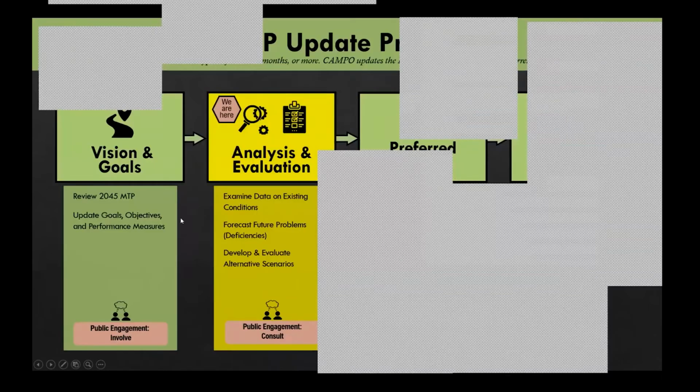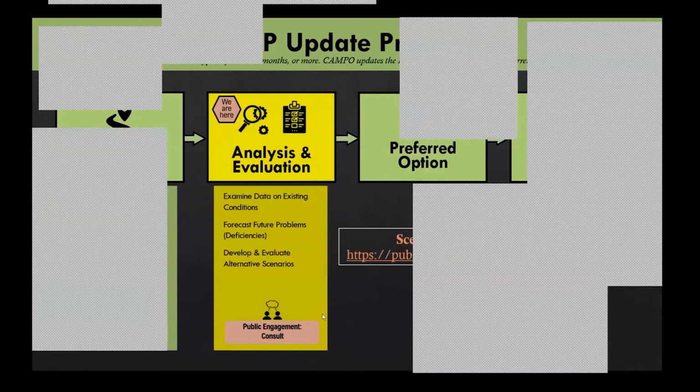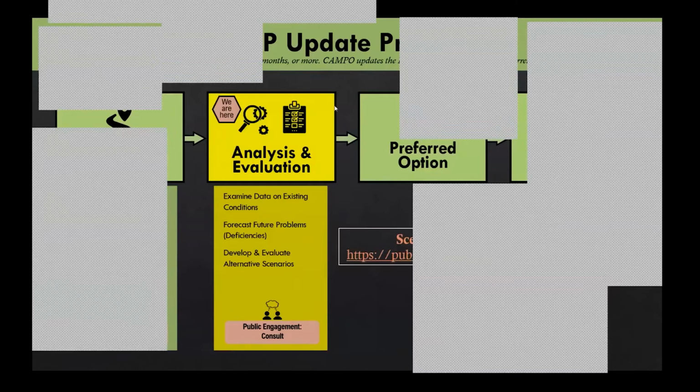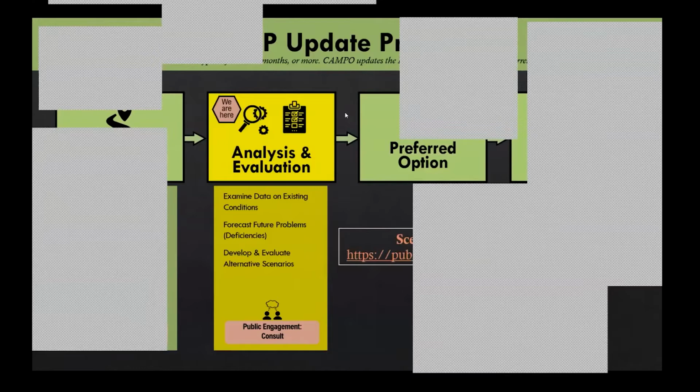Next slide. So back last fall, we did our goals and objectives, and we lined those up with our performance measures. These are the steps I'm going through here. The next one is the analysis and evaluation. We did a deficiency analysis to identify where we thought there were going to be deficiencies in our transportation system by the year 2050. And now we put out a set of alternatives to meet those deficiencies. And then the next step is a preferred option. That's really another name for a draft plan.